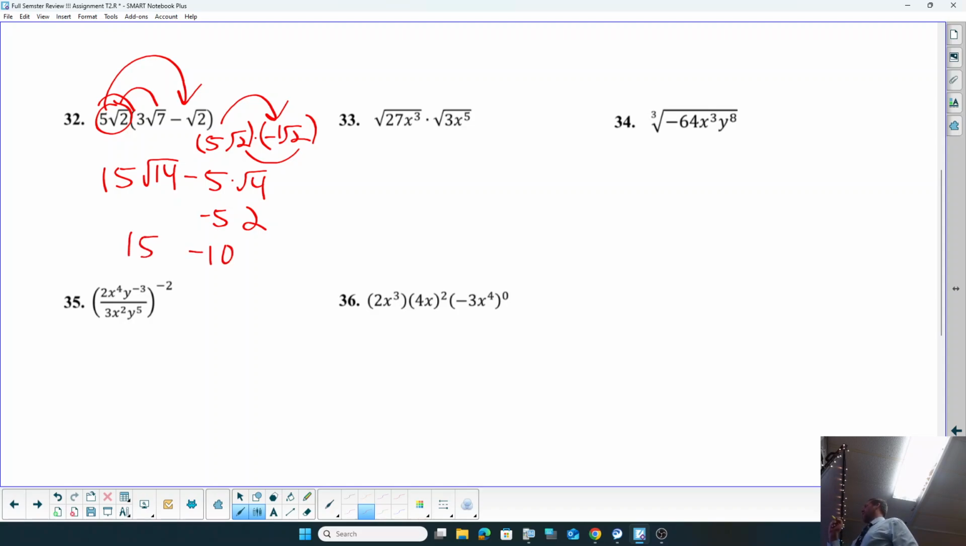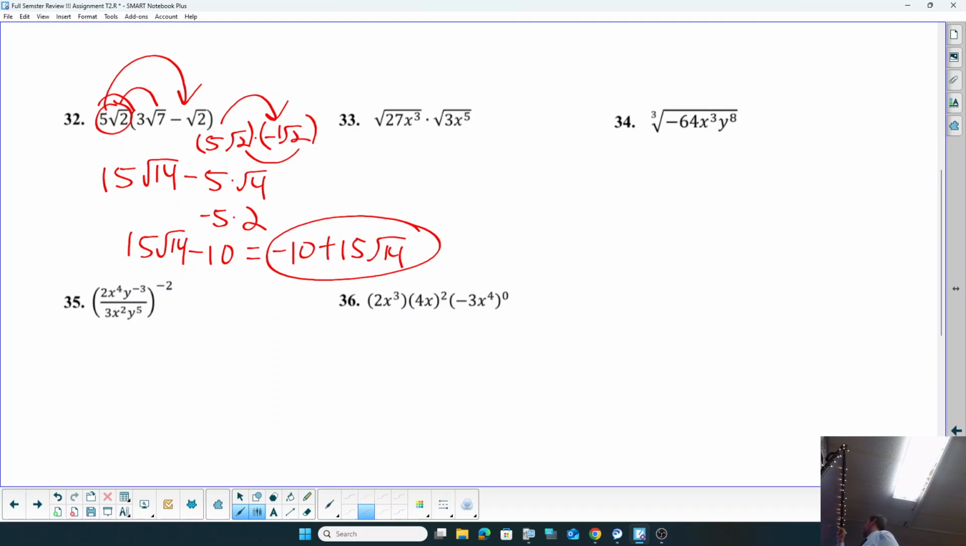Okay, so that's negative 10. And then we bring down our 15 radical 14. I guess if we want to put it in the right order, I guess you would flip it. So negative 10 first, and then plus 15 radical 14 would be the correct answer. Because you want to put the whole numbers first, then the radicals.